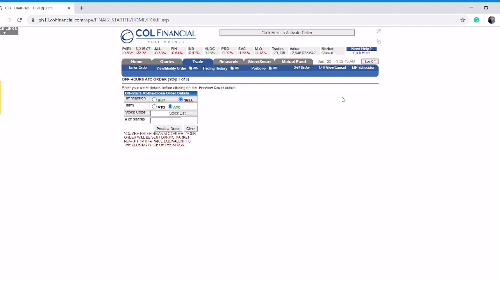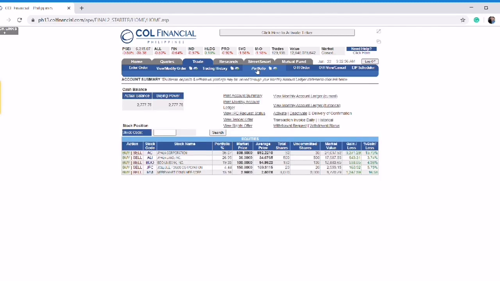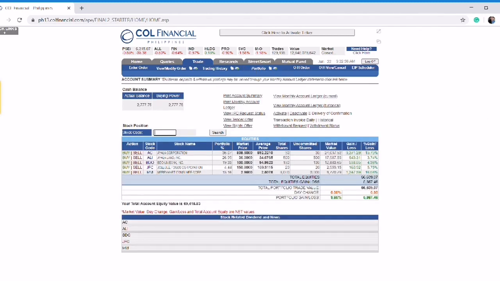Okay? And then, ito ang pinaka-importante, kasi dito mo makikita yung portfolio, yung mga binenta mo. Dito mo makikita yung gains or nag-loss ka ba within the day. Ito na yung mga binili ko: si Ayala Corp, Ayala Land, BDO, Jollibee, and Mary Mart. Bumili ako kay Mary Mart actually.